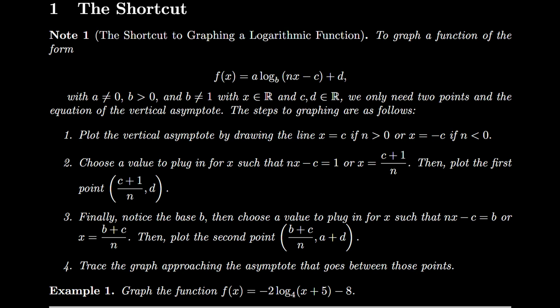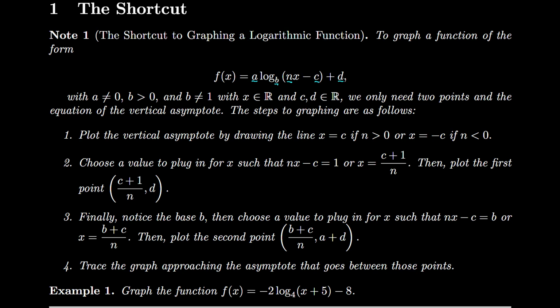So here are the steps that we need. To graph a function of the form f of x equals a times log base b of n times x minus c, plus d. So this is the standard form, except instead of a b here, we had to use b for the base, so I put an n where our b normally is, with a not equal to 0, b greater than 0, and b not equal to 1, for any x in the real numbers and c and d in the real numbers. We only need 2 points and the equation of the vertical asymptote.